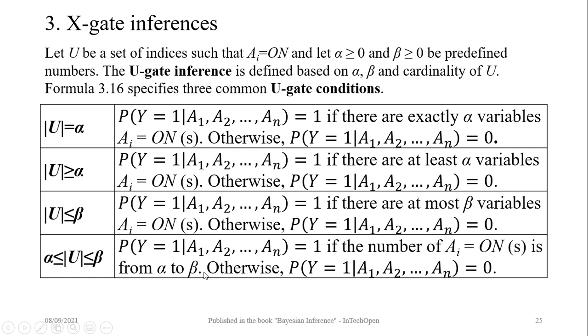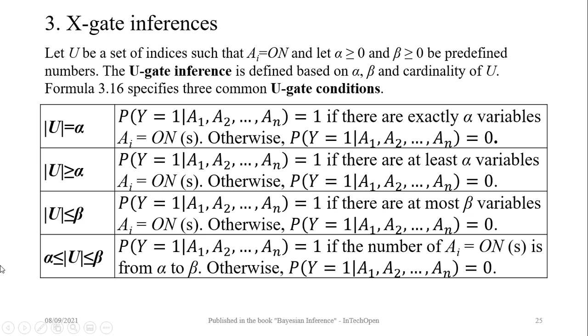Let U be a set of indices such that Ai is on, and let alpha not less than or equal to zero and beta not less than or equal to zero be predefined numbers. The U-gate inference is defined based on alpha, beta, and the cardinality of U. Equation 3.16 is specified by three common U-gate conditions.